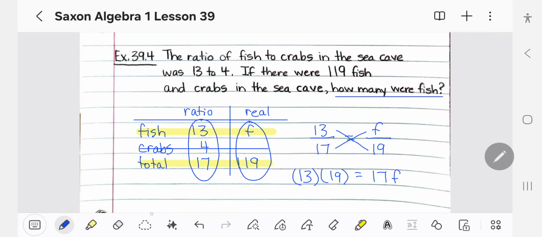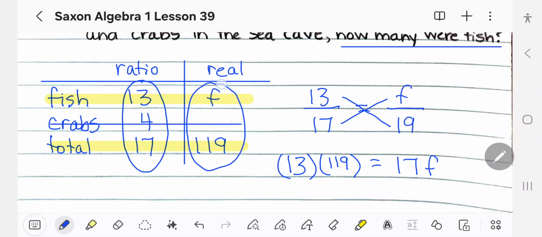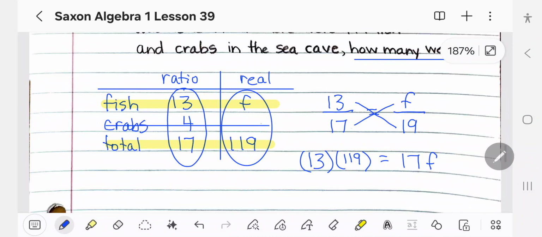I just realized when I drew my circle here, I covered up the 1. That should not be 19. That should be 119. Sorry for that error. Let me be a little more careful. We want to make sure our numbers are correct. So when you do this multiplication, 13 times 119, I got 1,547. And that's equal to 17F.